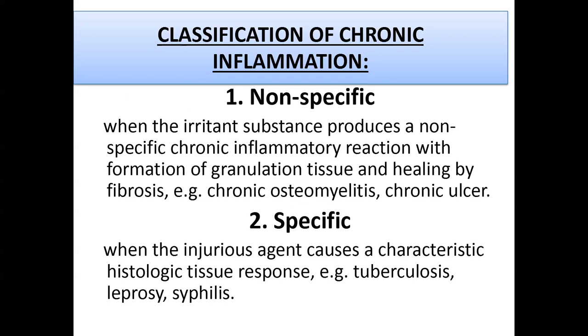We can classify chronic inflammation into non-specific and specific. So what is non-specific? Non-specific is when the irritant substance produces a non-specific chronic inflammatory reaction with formation of granulation tissue and healing by fibrosis. For example, chronic osteomyelitis, chronic ulcer, and other diseases. We call it specific when the injurious agent causes a characteristic histologic tissue response. For example, tuberculosis, leprosy, syphilis. And it means that we can make the right diagnosis just by looking at the tissue pattern.